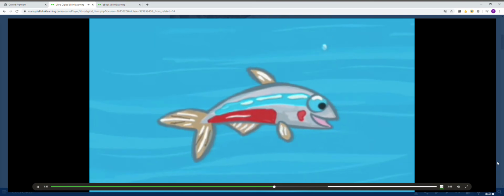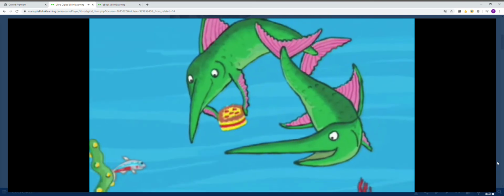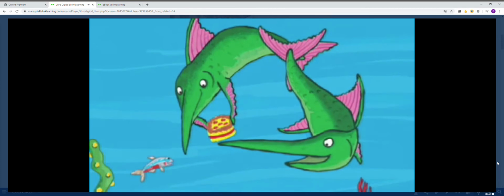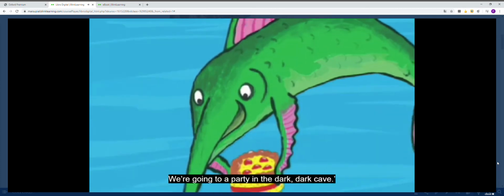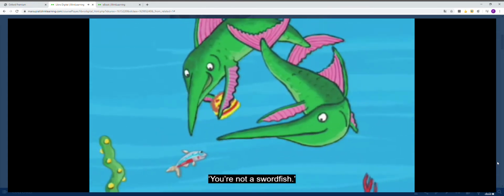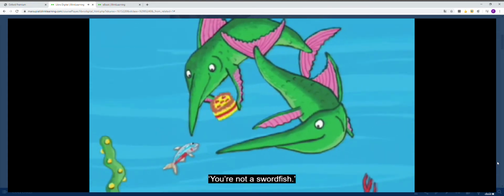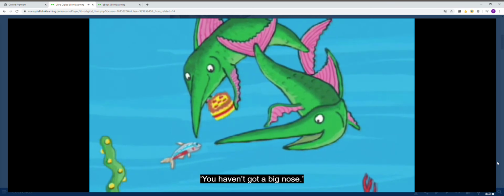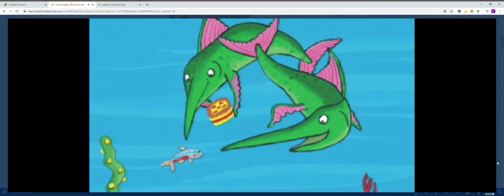Neon sees two swordfish. Where are you going? We're going to a party in the dark, dark cave. Can I come? No, you're just a small fish. You're not a swordfish. You haven't got a big nose. Neon is sad. Oh.